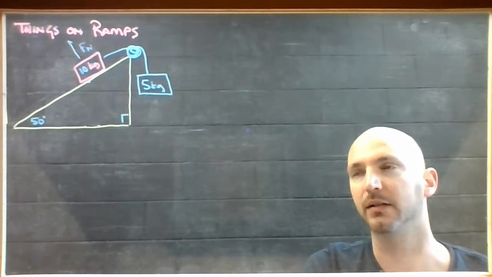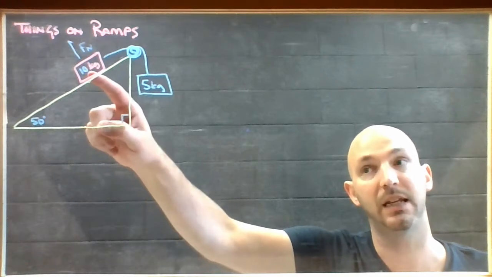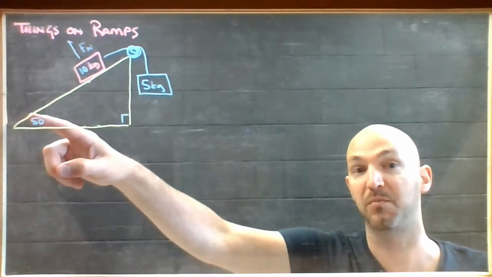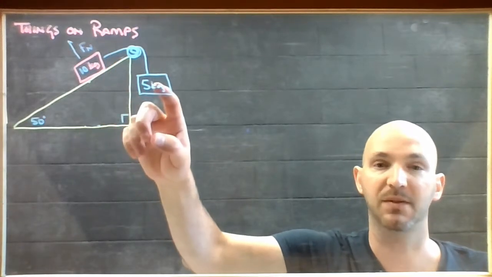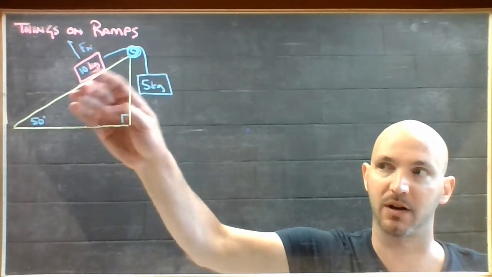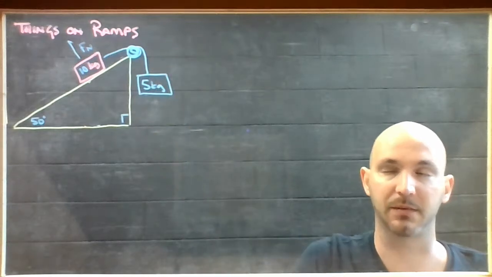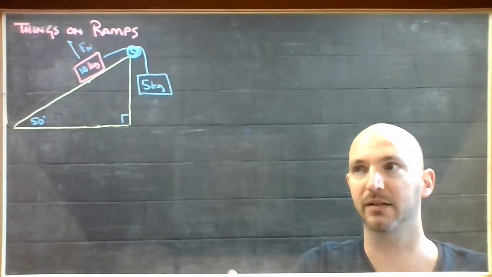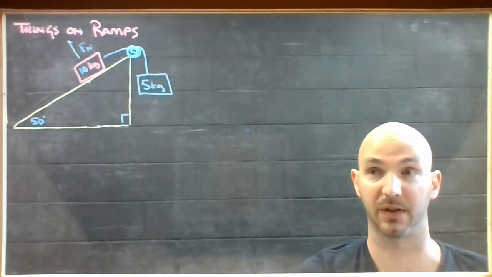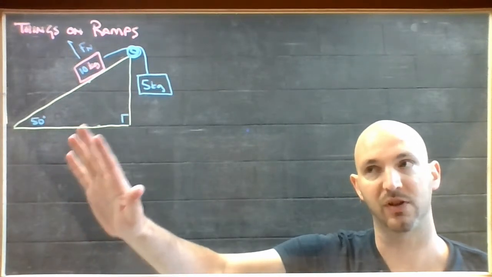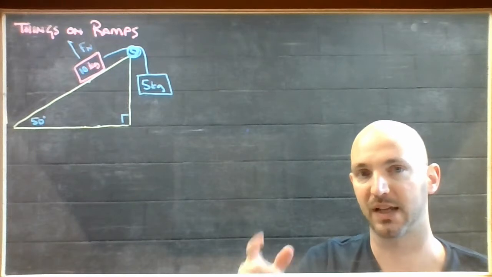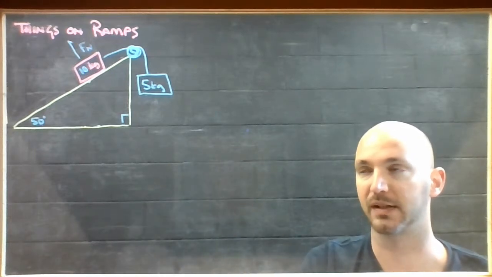So either this block's need to slide down the ramp is big enough to drag this one back upwards, or this one's need to fall down is strong enough to drag this one up the ramp. I don't know which one it is yet, so we'll have to do some numbers to figure it out. For this example, I'm going to skip friction just to keep it simple. We'll save friction for a few examples down the way.